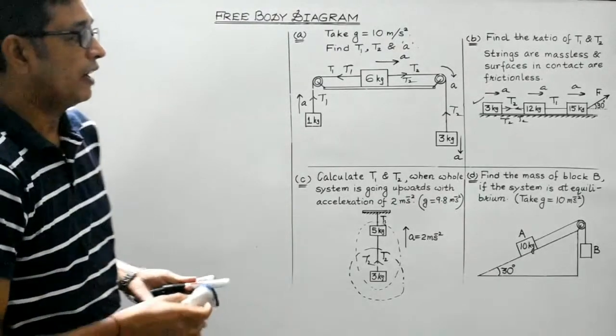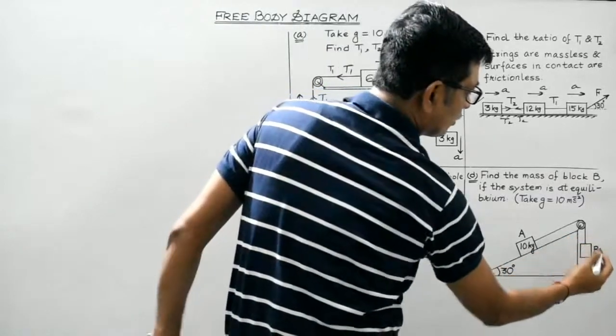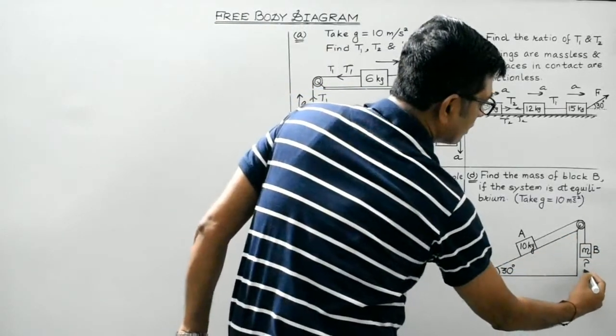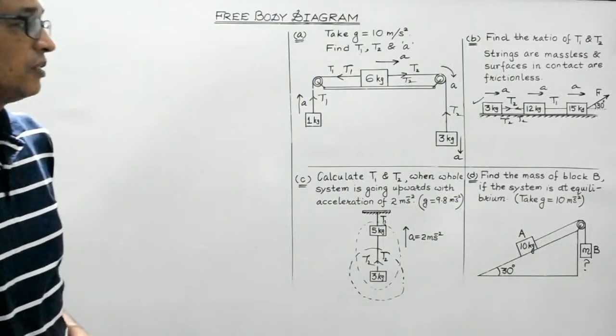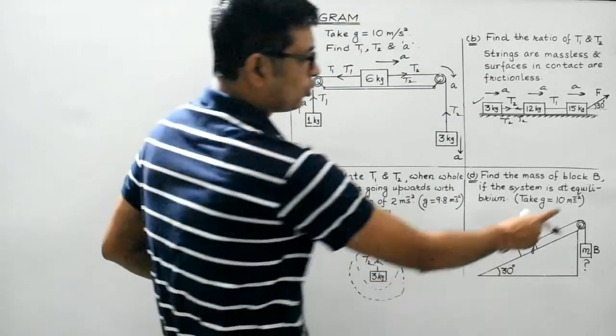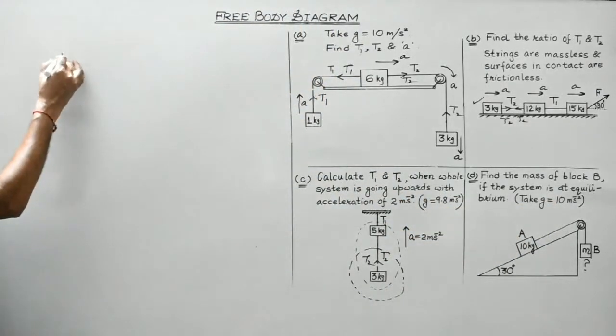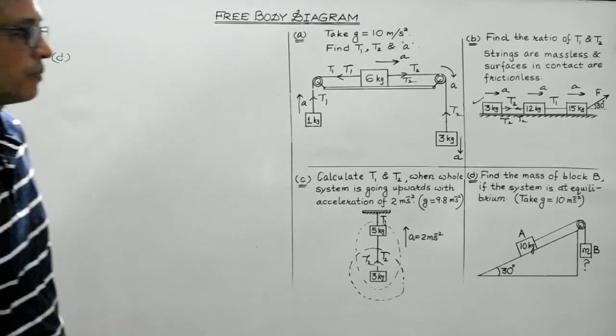Question D. Find the mass of block B. Its mass is to be determined, right? If the system is at equilibrium and we are supposed to consider the value of small g as 10 meter per second square. Okay, let's try to attempt this question.